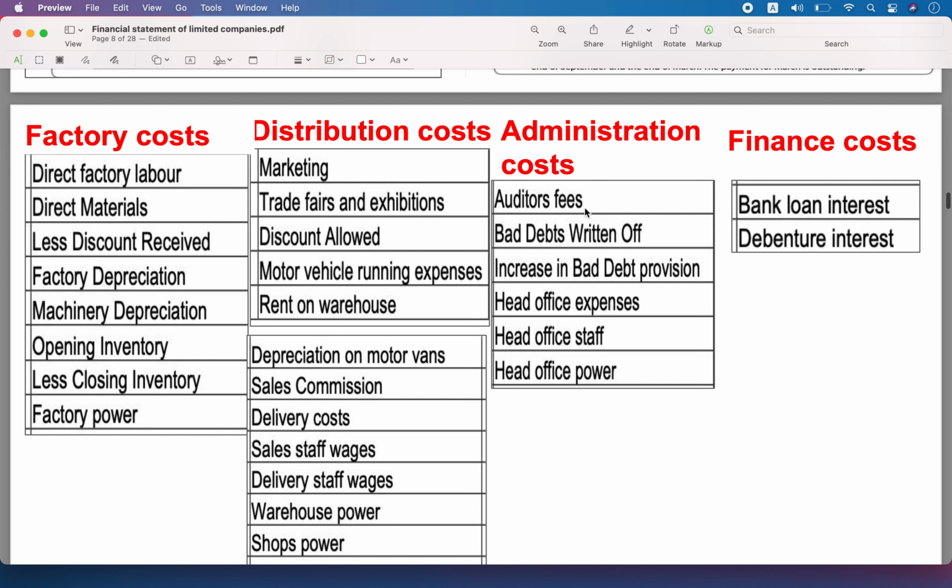Administration cost is going to include auditor fees, bad debt written off, increase in bad debt allowance, head office expenses or head office staff wages, and head office power utilized. The finance cost will usually include only two of them, bank loan interest and debenture interest. Also, if there is any interest received on your bank account, it will get included. So you will get this only when you practice a sufficient number of times, and then you will be able to prepare a correct profit and loss and comprehensive income.